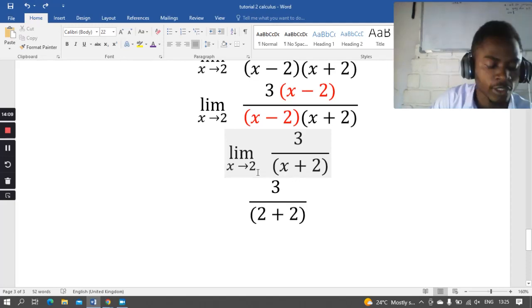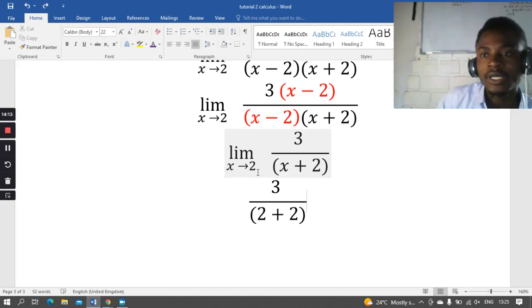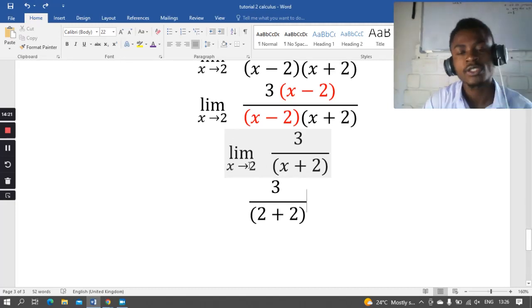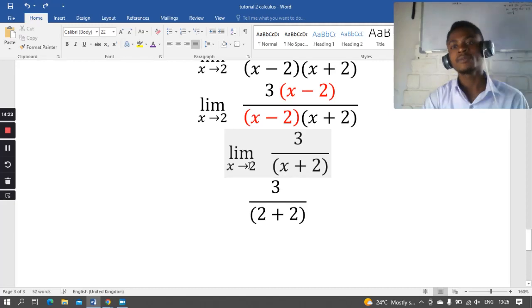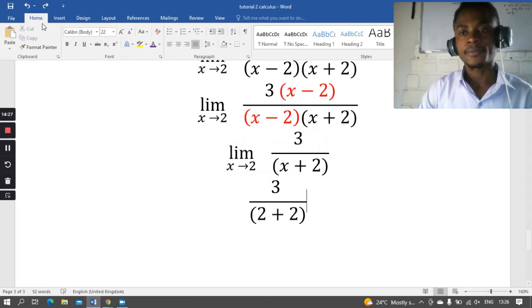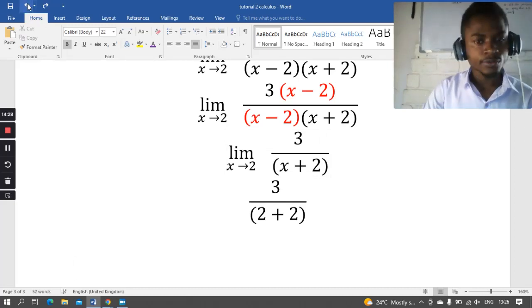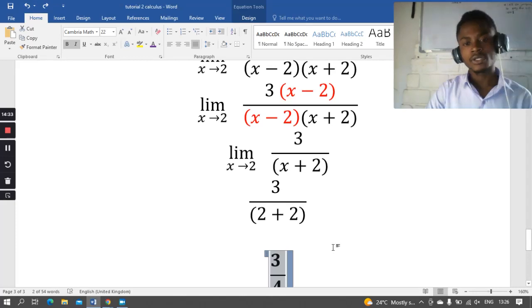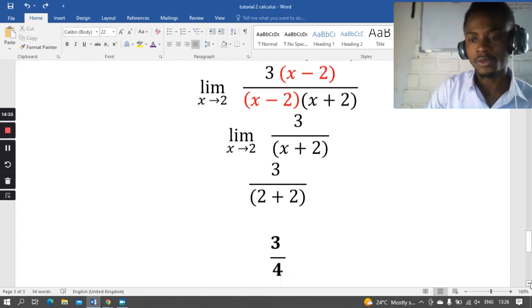You don't need to include it as you write. Some lecturers, tutors, or teachers might not want you to include that, and once you include it, you might be penalized. Okay, all right guys, and then you just simply work it out, and when you work it out, you're going to have that as your final answer.